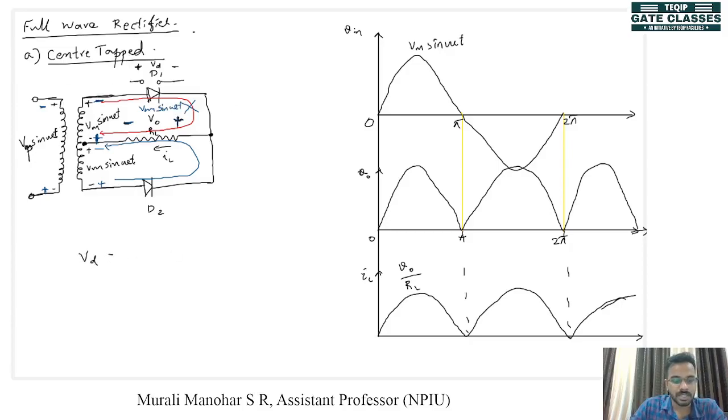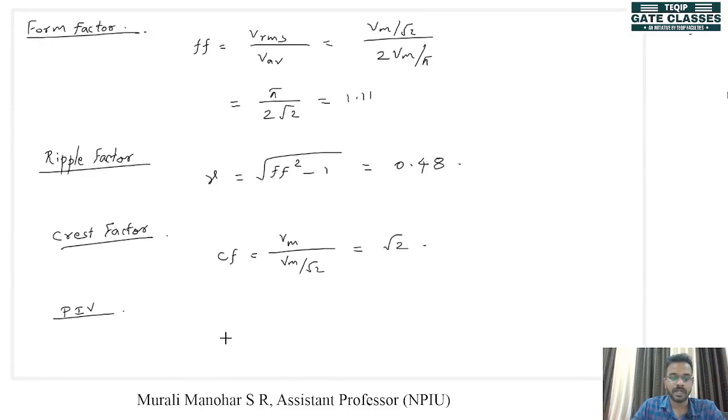So you can apply KVL here and find out VD. You can see that VD is equal to Vm sin omega t plus Vm sin omega t. That will be equal to 2 Vm sin omega t. So what will be the maximum value of VD? That is when this value is maximum, that will be 2 Vm. So PIV of the diode in center tapped rectifier will be equal to 2 Vm.